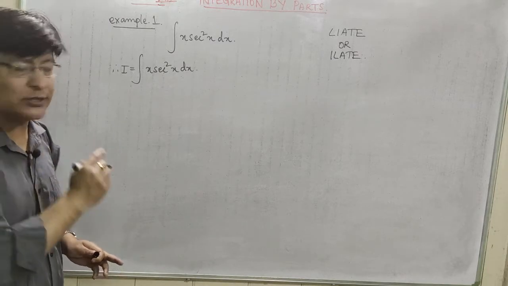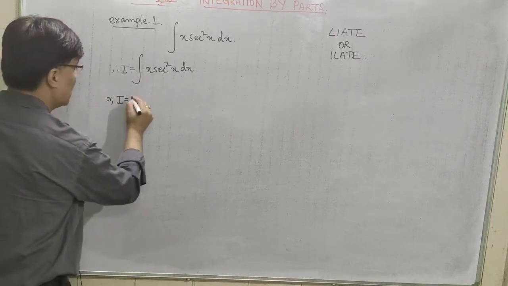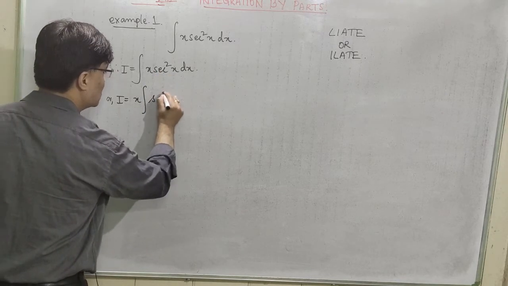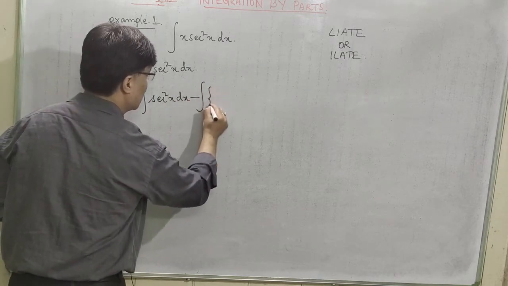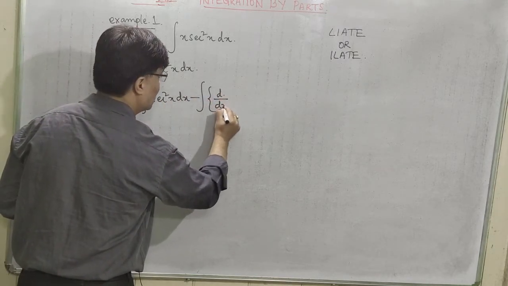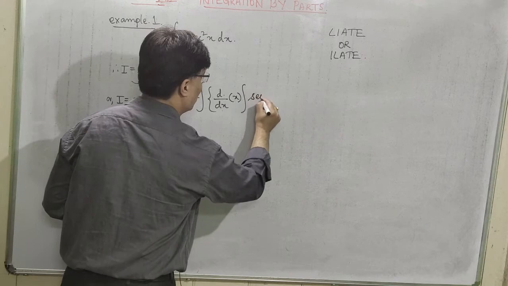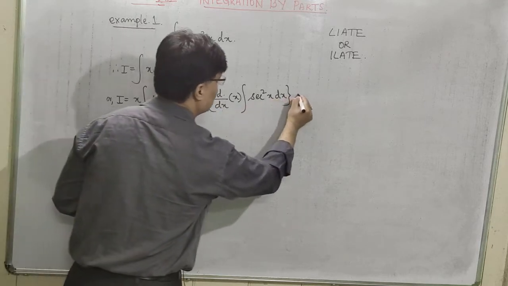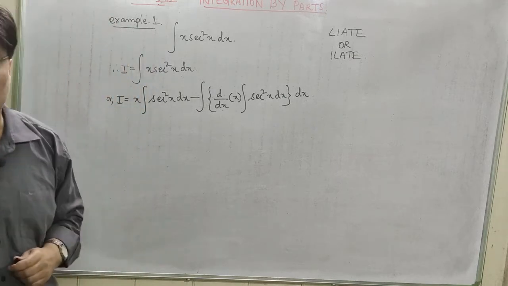So now we can easily use integration by parts. I is equal to u, which is the first function, x, taken outside, times the integration of v, which is the second function, sec square x dx. Then write a minus sign, then the integral sign, second bracket. Take the differentiation of the first function with respect to x, that is d/dx of x, integral sign, then the second function, that is sec square x dx, second bracket closed, and for this integration you have to write dx. So this is the formula for integration by parts.